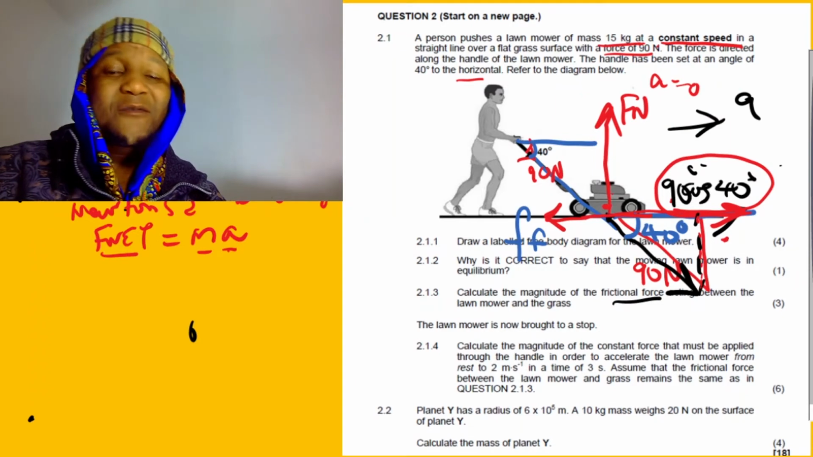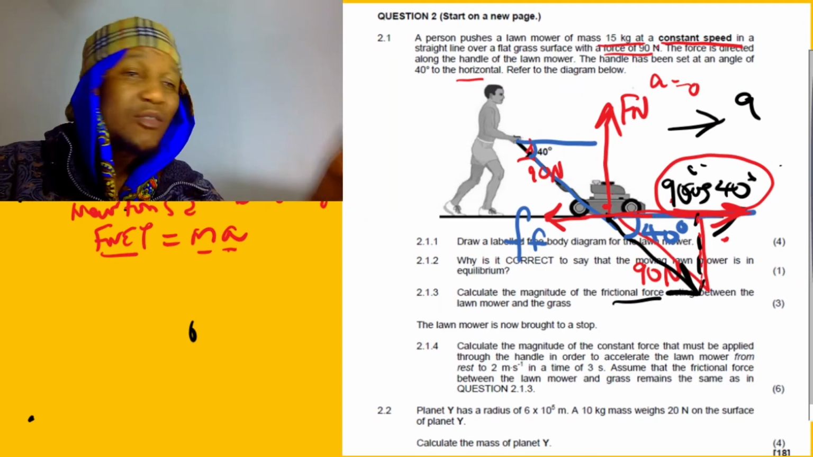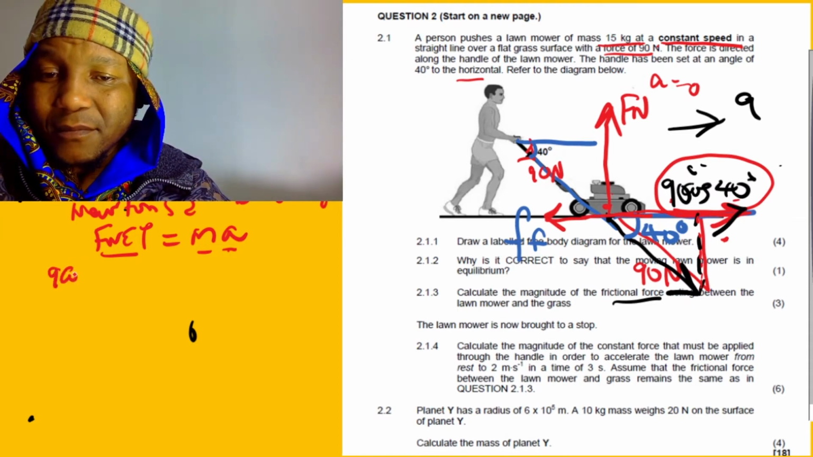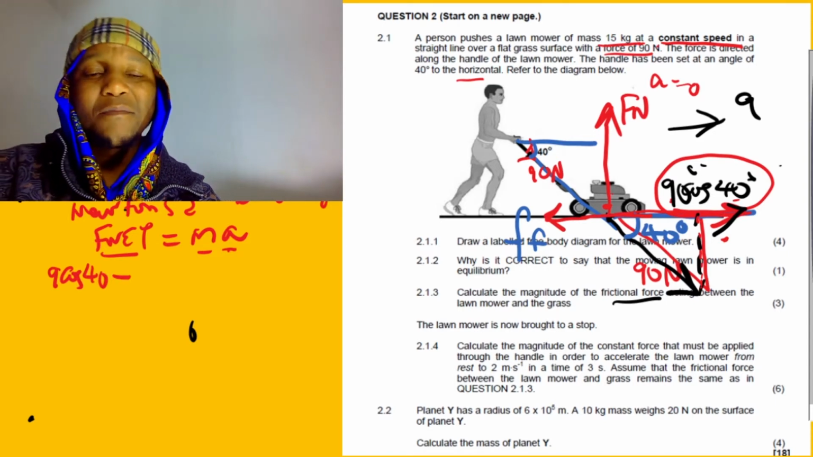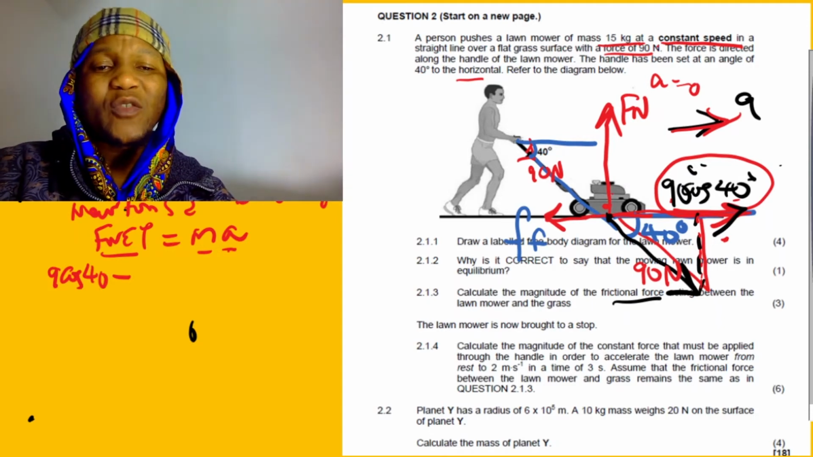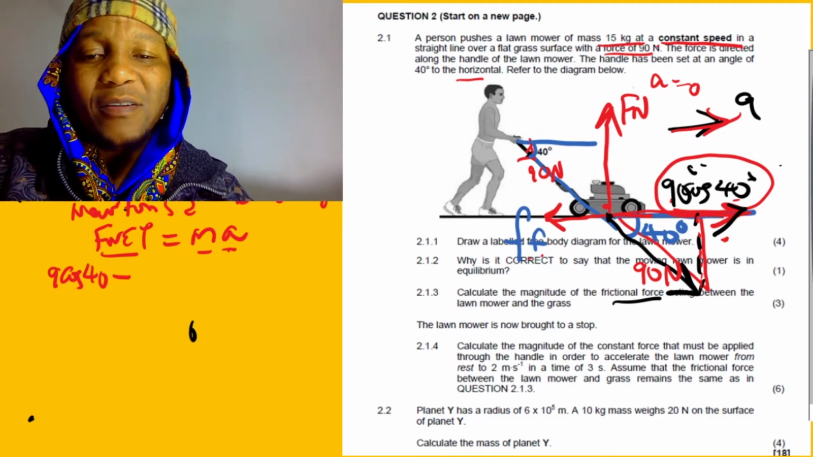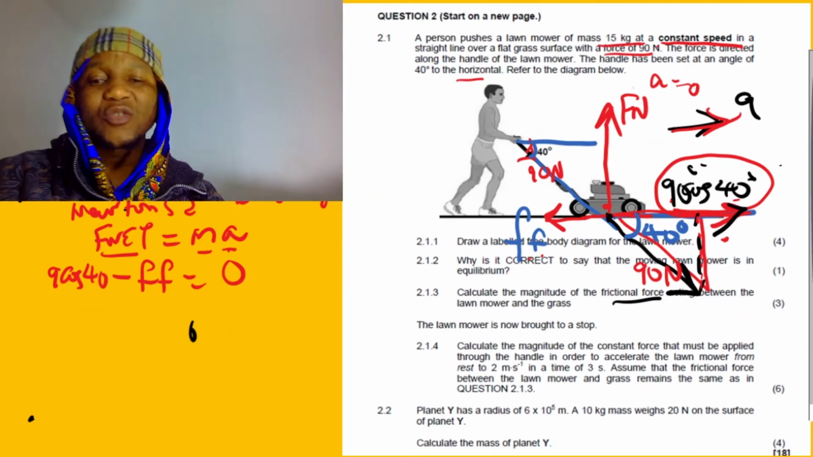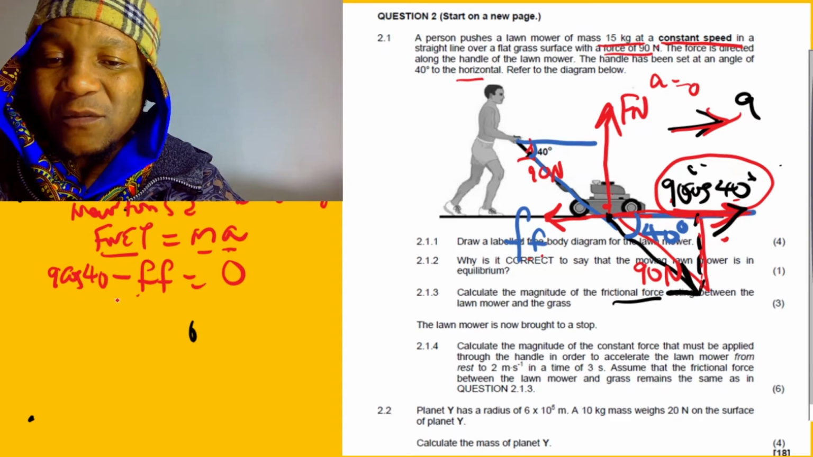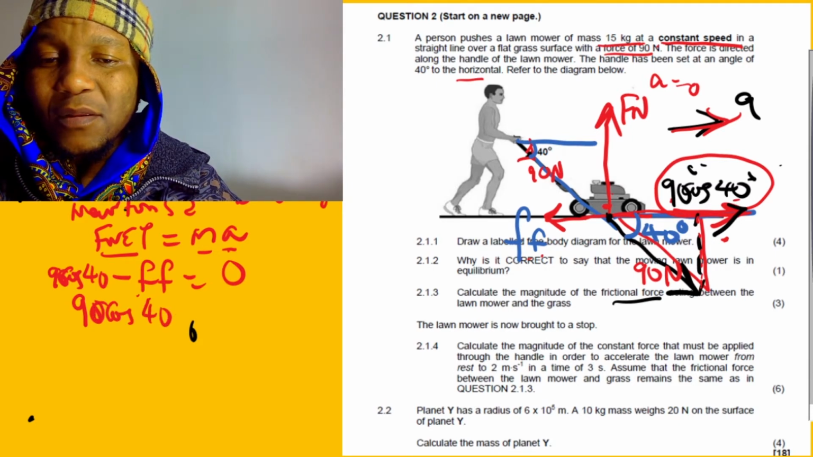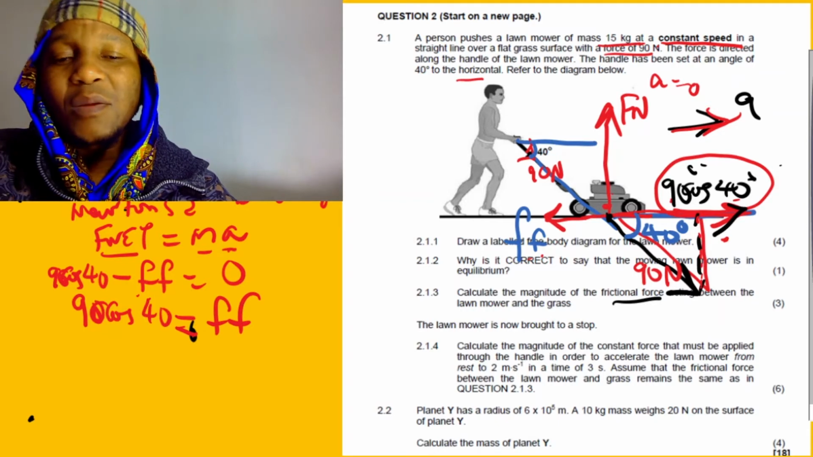But what is F net? Look at the force which is making this object move to the right, which is 90 cos 40. So I'm going to say 90 cos 30 minus, because this object is moving to the right, which force is opposing? Only one force, FF. But this is going to be equal to 0. Why equal to 0? Because the acceleration equals 0. So we take this over, friction force. So 90 cos 40 equals FF, because this is equal to 0.